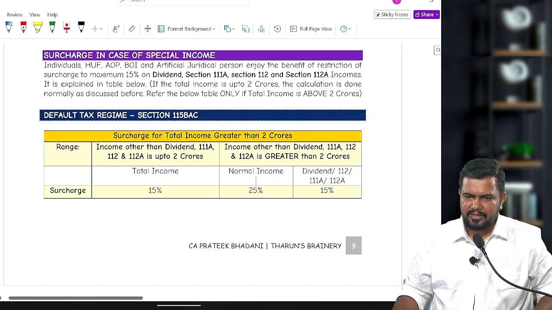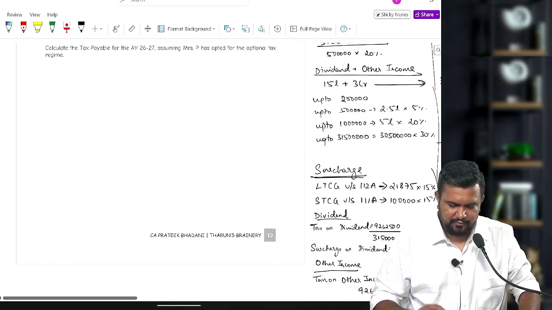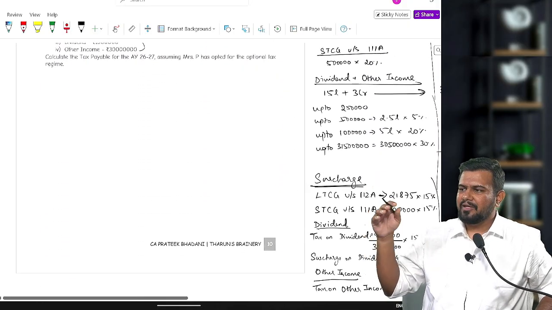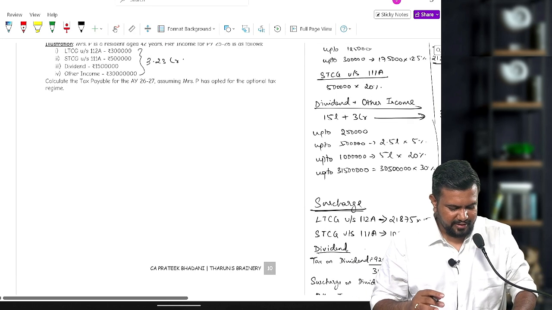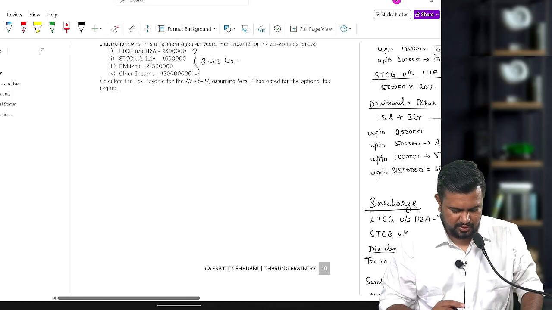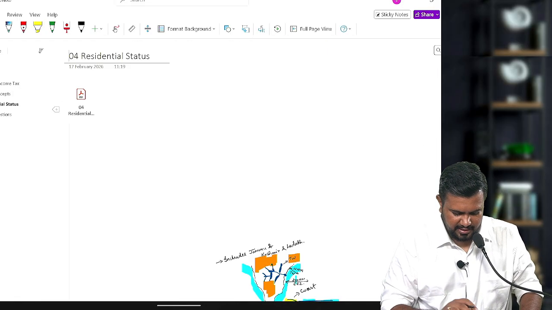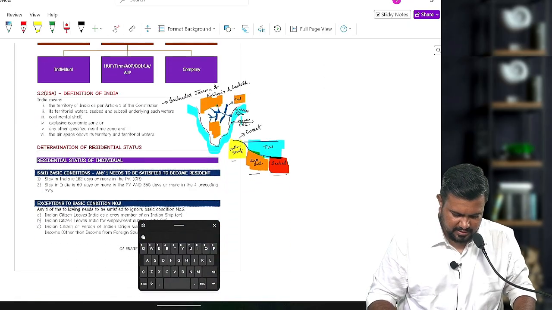Shall we move on to the next? So with this, tax rates is over. Whatever questions are given in the top 100 that I have given you, you can solve at your end. A few questions we have already solved; the remaining you will be able to solve yourself. If you have any doubt, you can ask me. Then residential status. Now let us come to residential status.